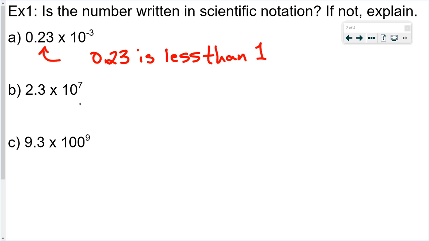All right, the next one, 2.3, that's between 1 and 10. That's good. Times 10 to the 7th, that's good. So this one is yes. I should have written no on the first one. All right, the next one, the 9.3 is good. It's between 1 and 10. But this one is no, because the base is not 10. This has to be a power of 10. Okay?